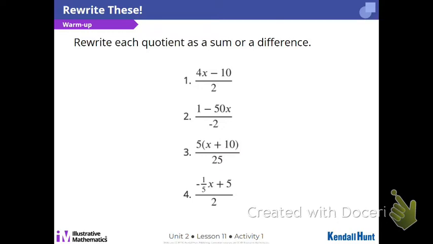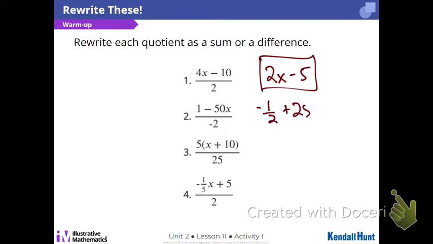4x divided by 2 is 2x, and negative 10 divided by 2 is negative 5. Okay? For number 2, 1 divided by negative 2 is negative 1/2. Negative 50 divided by negative 2 is 25. Isn't it a negative? Nope. Negative divided by negative is positive.